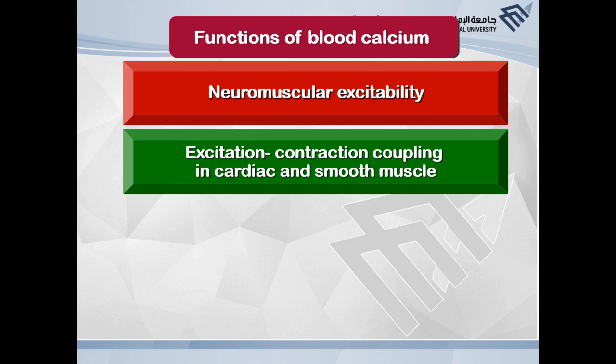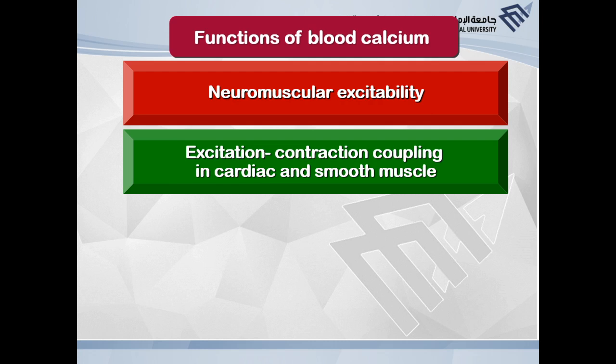Then another function is excitation contraction coupling. You know, in skeletal muscles as well as in smooth and cardiac muscles, first there is an action potential, then it depolarizes the membrane and through the T tubules it enters deep inside the muscles and causes the release of calcium. In skeletal muscles, it causes the release of calcium from the sarcoplasmic reticulum, and when there is more calcium inside the cytosol, this stimulates contraction. Also in smooth and cardiac muscles, when the action potential arrives, this causes opening of the voltage-gated calcium channels on the membranes and increased calcium will enter inside. So whenever cytosolic calcium increases, this increases muscle contraction.